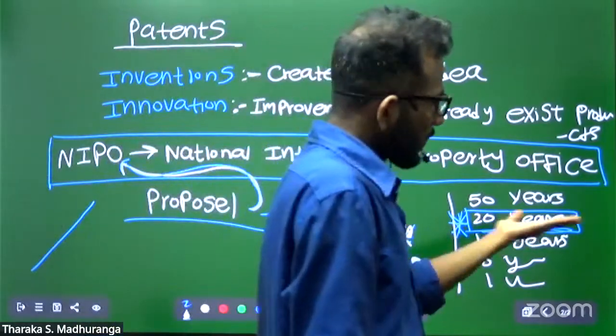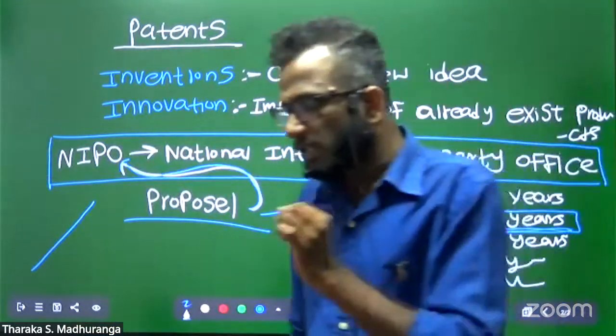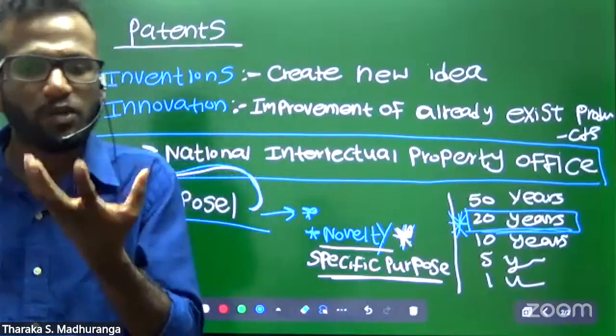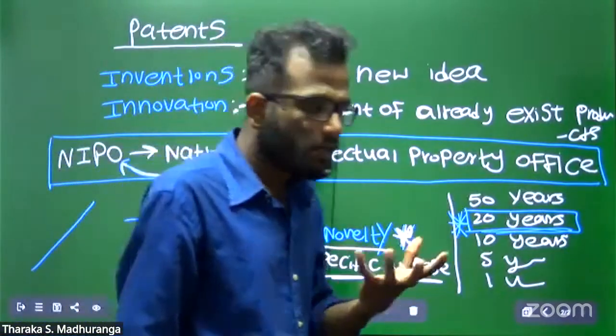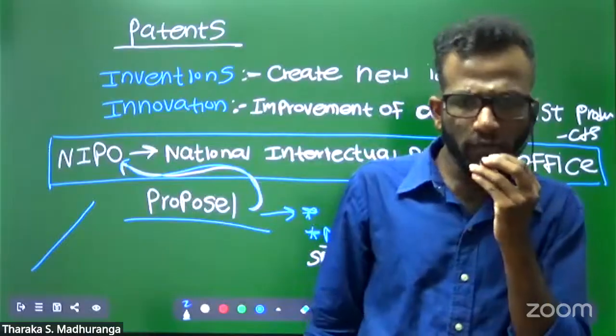Normally, it's given for 20 years. The reason is, after 20 years, it doesn't have novelty again. Therefore, it's given for 20 years.